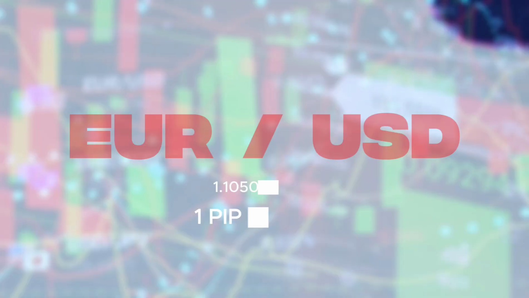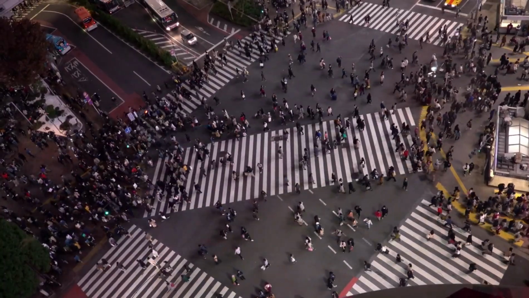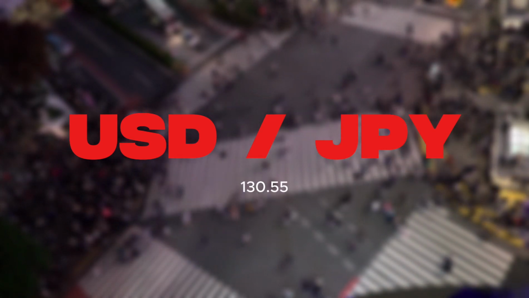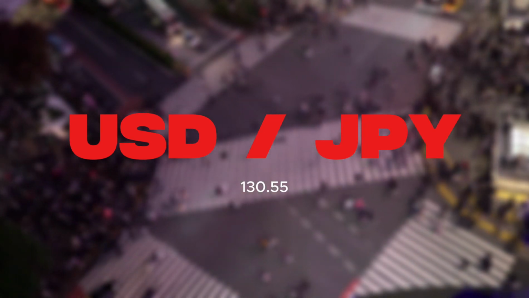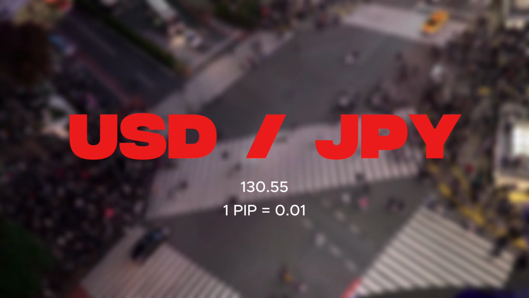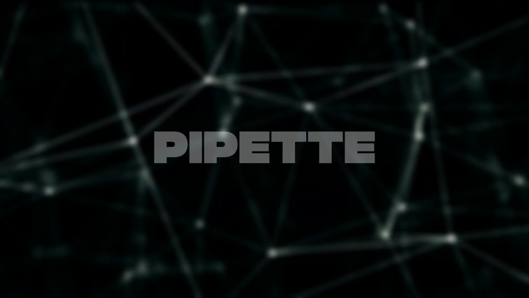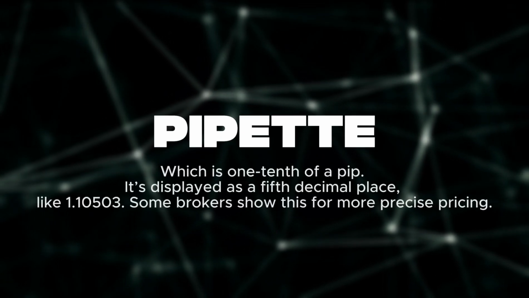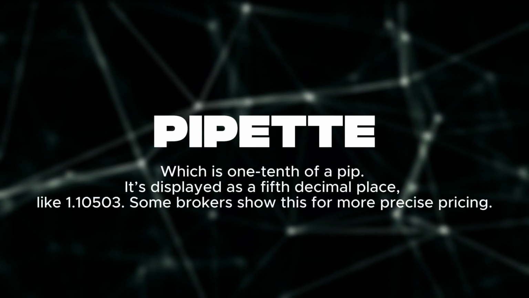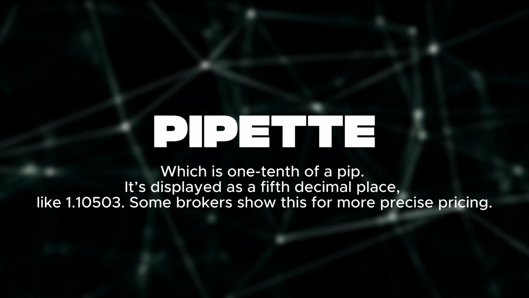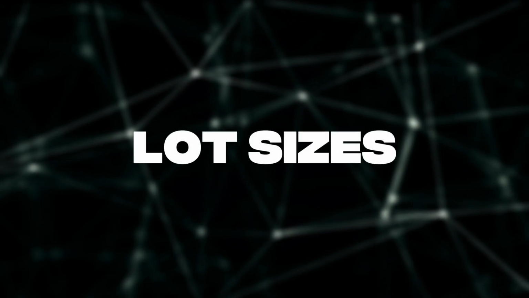Some currency pairs, especially those involving the Japanese yen, are measured differently. For example, USD/JPY might be quoted at 130.55. Here, 1 pip is 0.01 instead of 0.0001. There's also something called a pipette, which is 1/10 of a pip. It's displayed as a fifth decimal place, like 1.10503. Some brokers show this for more precise pricing.